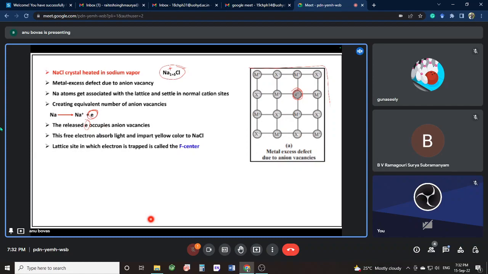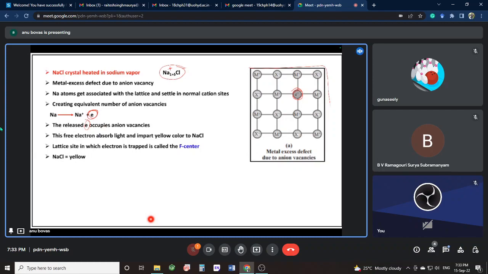Such an electron which is trapped in a particular lattice site is called an F center, where F comes from the German word Farbe, which means color. This F center causes the yellow color in NaCl, because such an electron has a delocalized nature and can undergo transition to a higher level by absorbing visible light, thereby giving color to a non-stoichiometric compound.